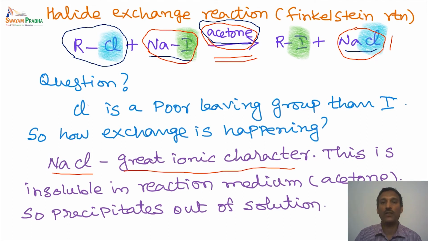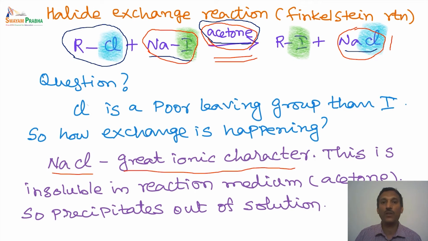So that is the success for this particular reaction. And this reaction is very simple to carry out. That's the reason many synthetically useful reactions where the chloride has to be replaced by a better leaving group, iodide, people follow this procedure, simply mixing the alkyl chlorides, the lower halides, with sodium iodide in acetone.